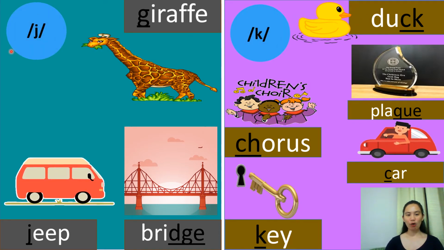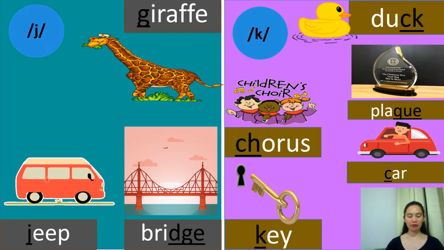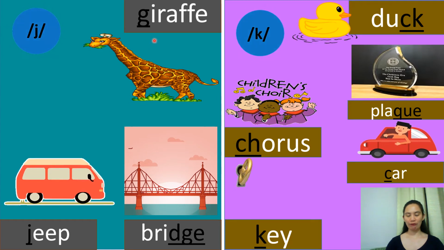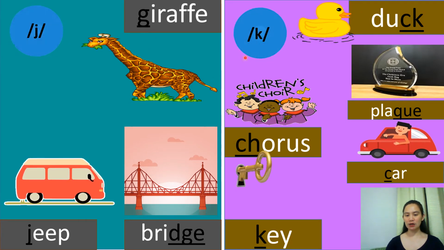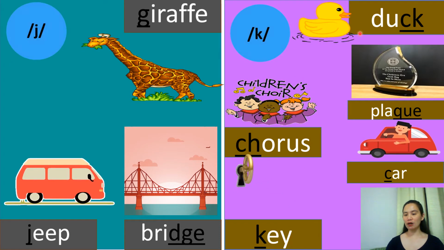Now let's read again all the words. For the sound of J, we have cheap, bridge, giraffe. For the sound of K, chorus, key, duck, plaque, car.